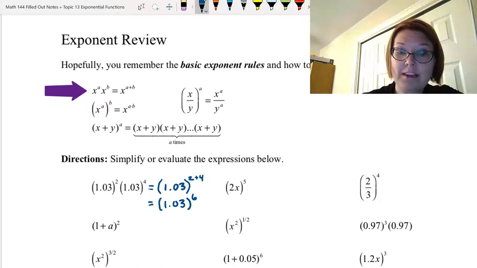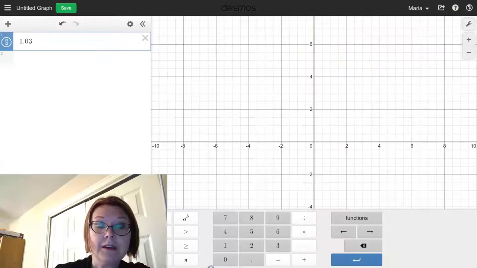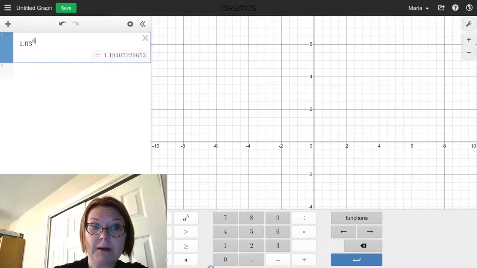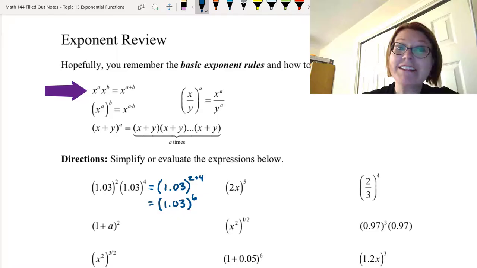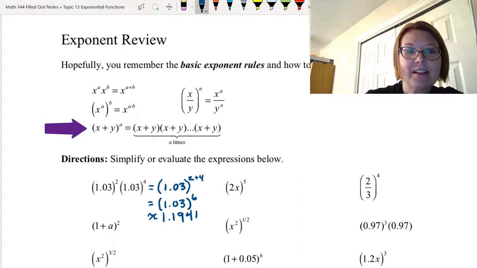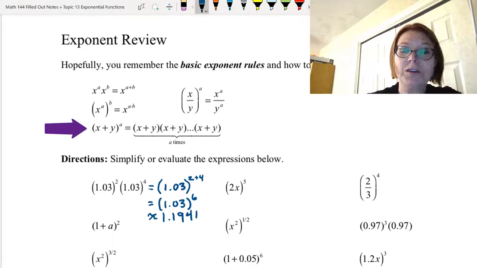If we evaluate that, we can just run over to Desmos and type in 1.03 and then use the a to the b key to make that to the 6th power, which gives us 1.1940529. It goes on for a while here. Let's just round to 4 decimal places, 1.1941.